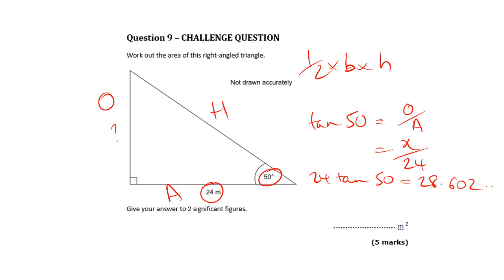Now we need to do half times the base, which is 24, times 28.602. The answer on your calculator screen will be 343.225, etc. The question asks for the answer to two significant figures, which would be 340 meters squared. Well done.